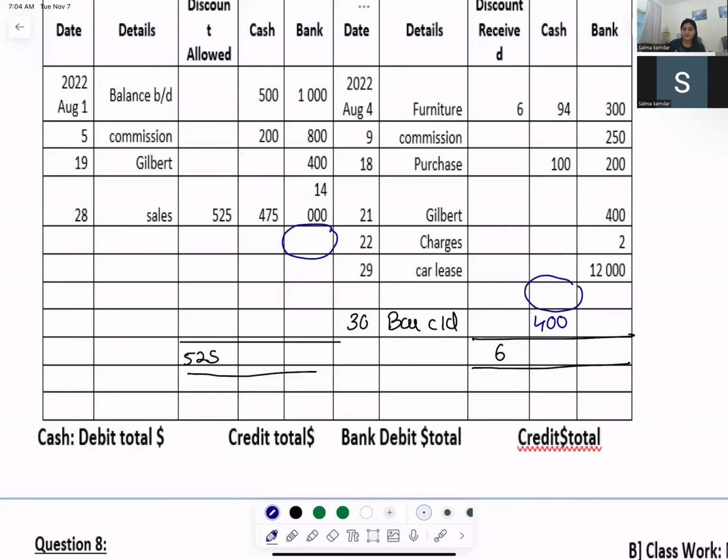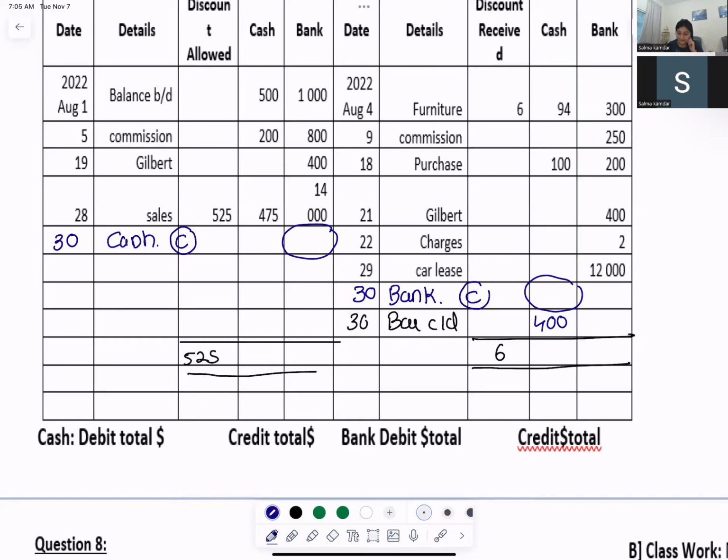Anything above 400 will go out of the cash and come into the bank, and this will become a contra entry on the last date. So on the last date, you have two things to do. You need to know how much is going from the cash to the bank. Since the amount is going to come in the cash column, you will write bank. And since the amount is going to come in the bank column, you will write cash.